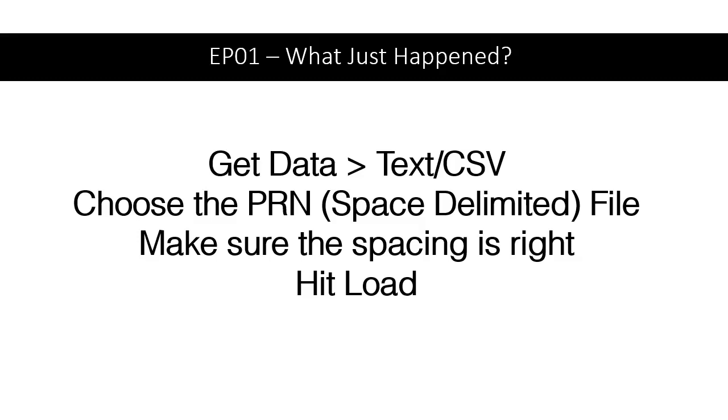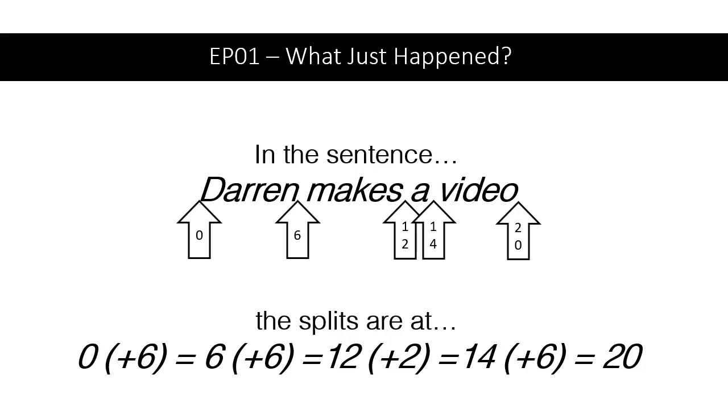Now when I say the spacing is right, in the original blog post, I explain how a space delimited file works. So for example, in the sentence "Darren makes a video," you always start with 0 and then you count the number of characters going to the right. So Darren would be 6 characters. Now there's a space and then the word makes, which is 5 letters, and that's what gets us to 12. Then 2 more characters gets us to A, and so on and so forth. So what we're doing is we're saying in a complete sentence, we're telling the computer when to make a break.